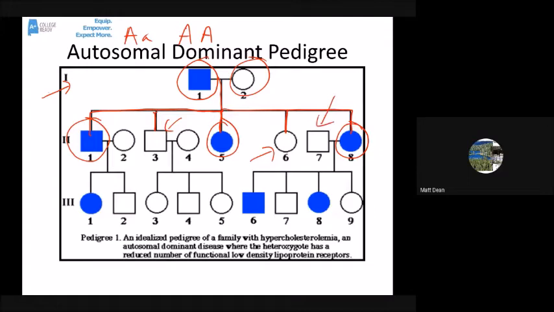Individual 7 is the mate of individual 8. Individual 4, the mate of individual 3. And individual 2 is the mate of individual 1.